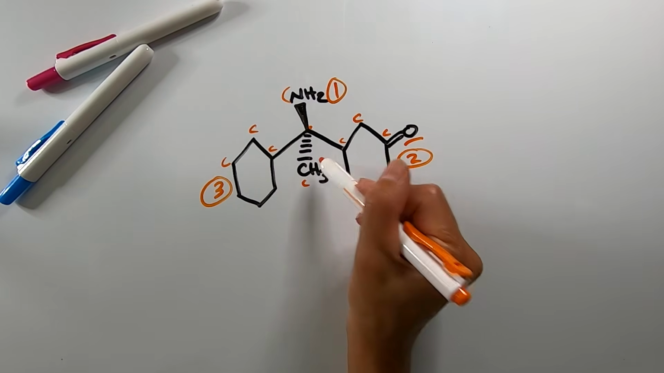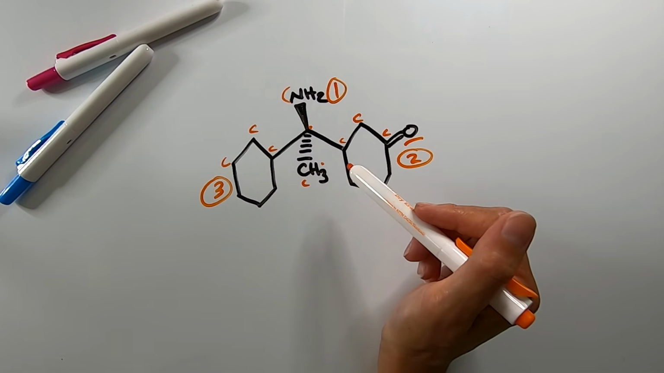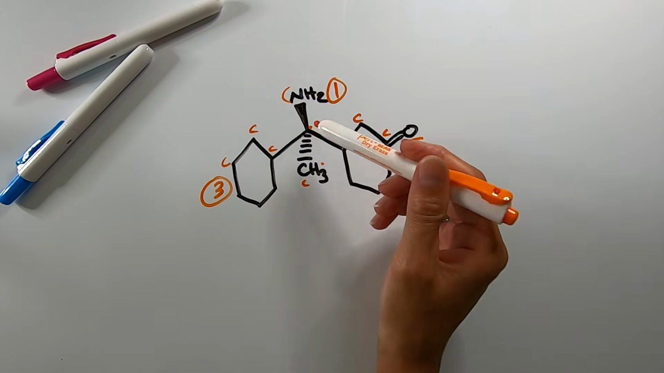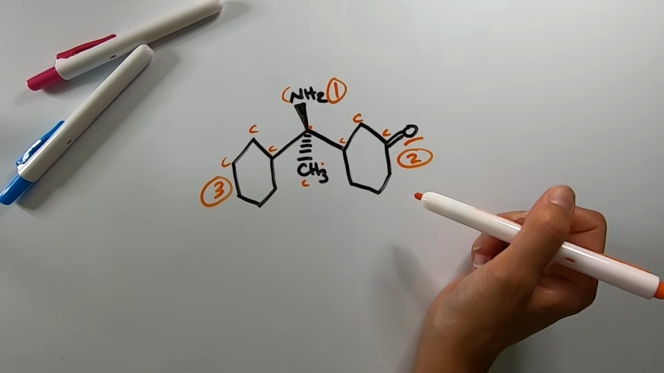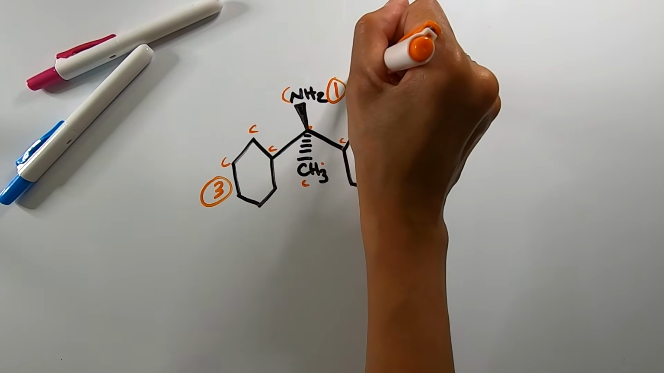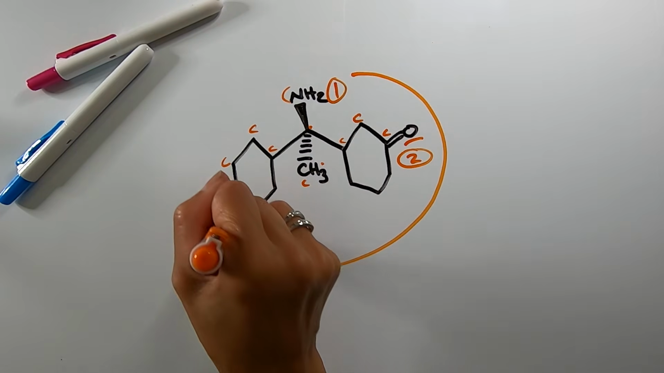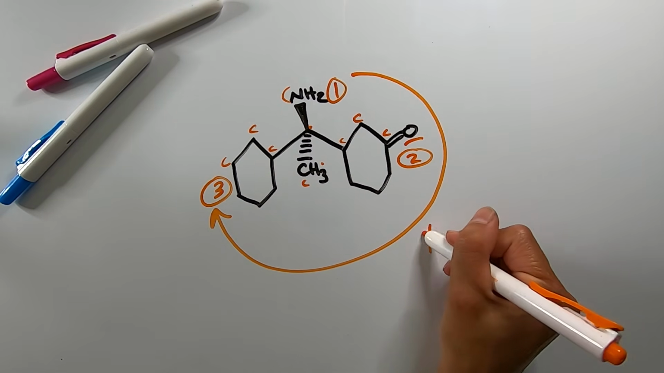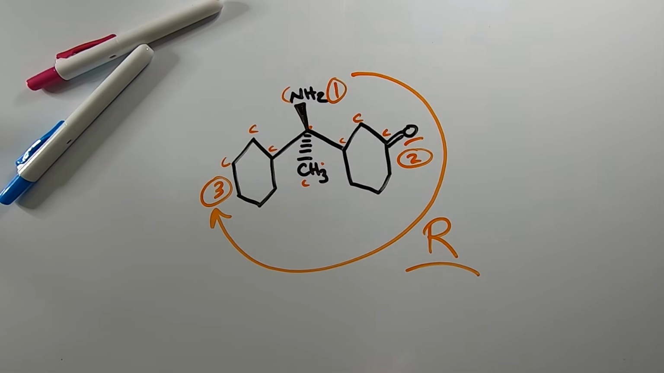Now notice our 4th priority is indeed in proper orientation to determine R/S configuration as is, meaning it's on a dash pointing into the page. So all I have to do now is rotate from 1 to 2 to 3, which is right rotation, or clockwise, which is R. That's it. This molecule is an R configuration compound. Simple as that.